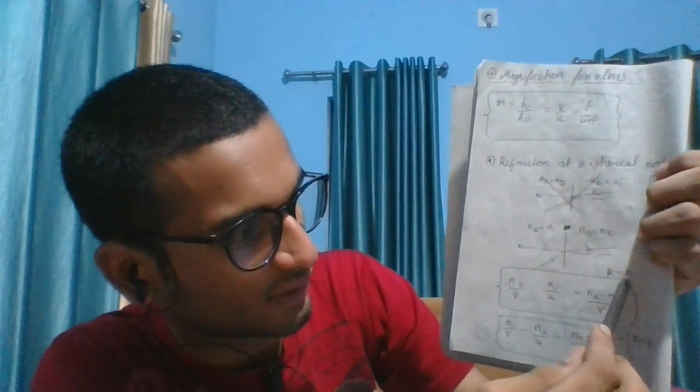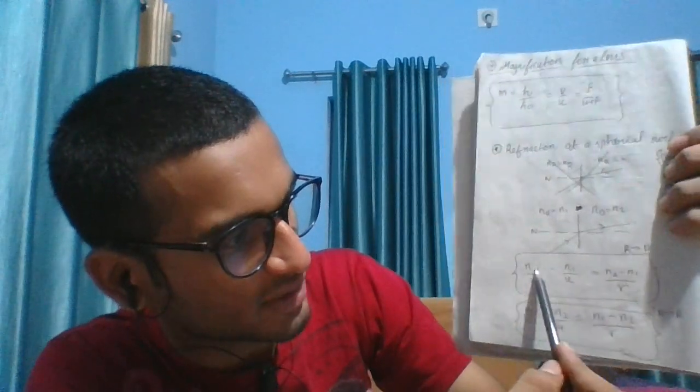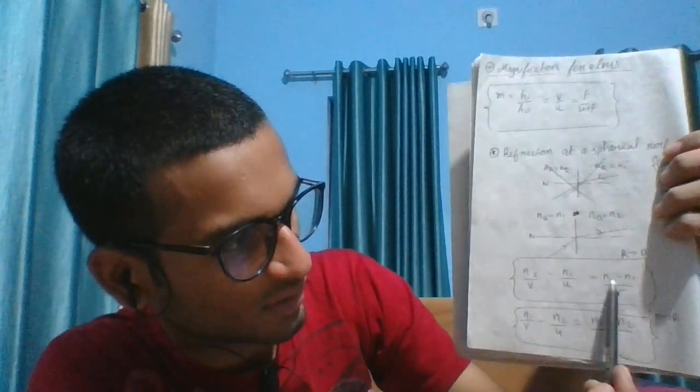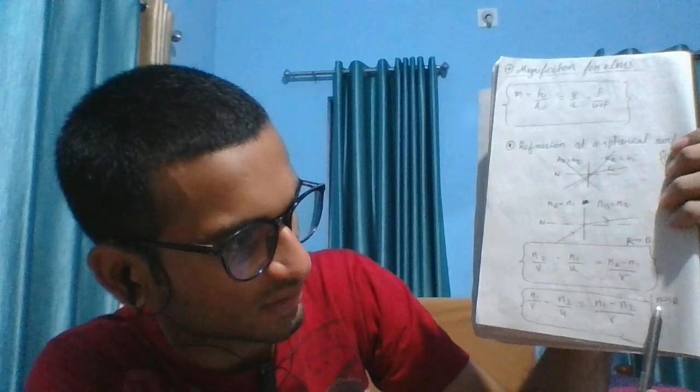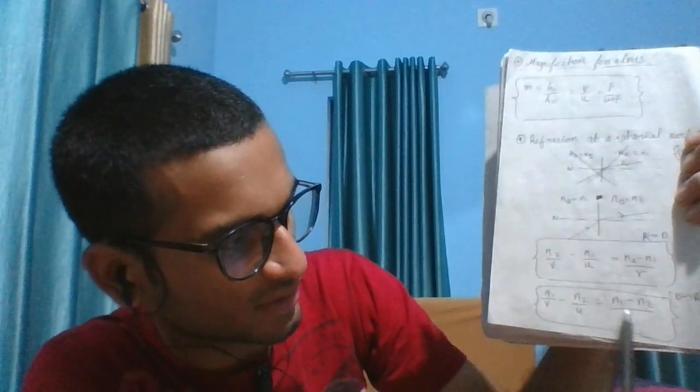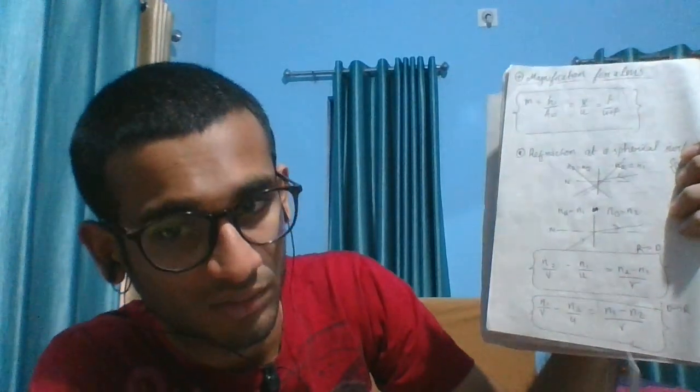So here n2 is greater, meaning n2 will come first, right? And here n1 is denser, so n1 will be greater than n2, and n1 comes first. That means the term on the right cannot be negative. So that's just one way to memorize this equation.